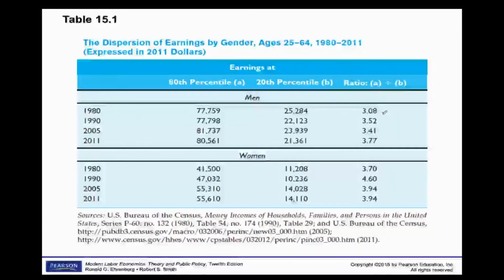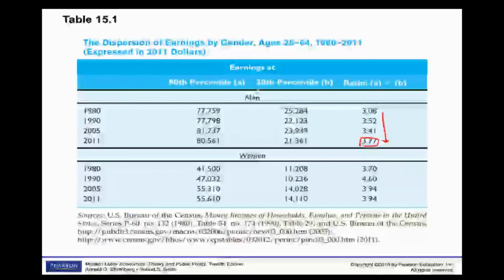In general, we find that the ratio over the years keeps rising, where those at the 80th percentile in 1980 earn 3.08 times more than those at the 20th percentile. And later, in 2011, those at the 80th percentile earn 3.77 times more than those in the 20th percentile. So this is one comparison that we can use. By the way, this example that I take is the earnings for men. The following down here is for women.